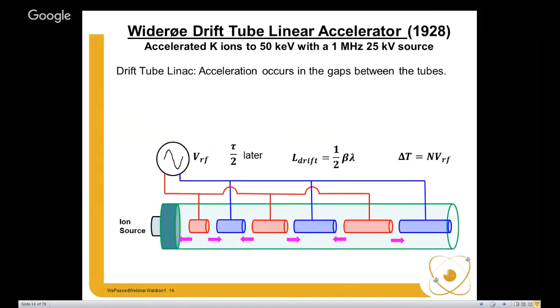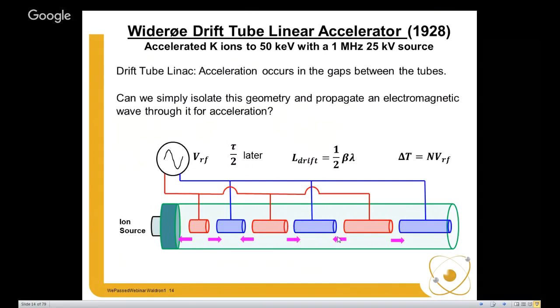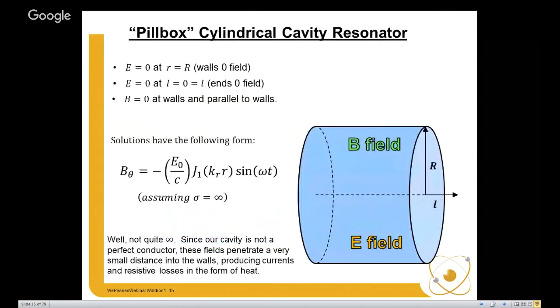But if I look at my drift tube Linac and I say, hey, the acceleration occurs here in these gaps between the drift tubes, maybe I could borrow this geometry and somehow apply my electromagnetic wave just to it and maybe get some acceleration out of that. So let's go ahead and take that geometry, which is just a cylindrical container, and let's set some boundary conditions.